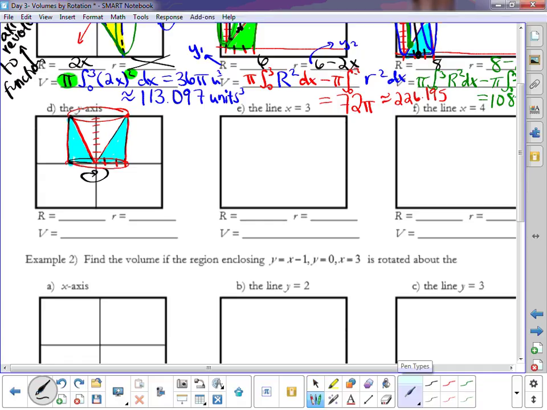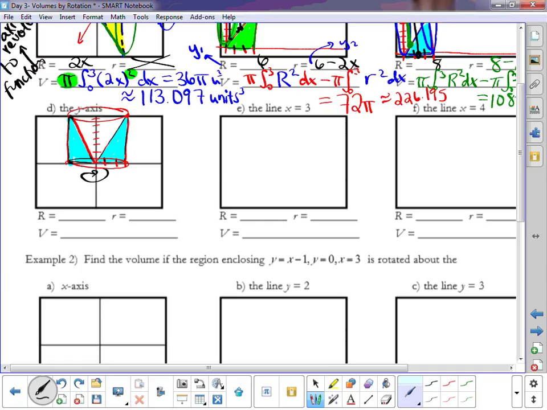Give you a moment to finish your pictures. Okay, so everything needs to be in terms of y since we're revolving around a vertical line. We're revolving around the y-axis, that's a vertical line. Everything needs to be in terms of y. Do we have a gap? Yes. So we will be doing washer, we have two different radiuses.